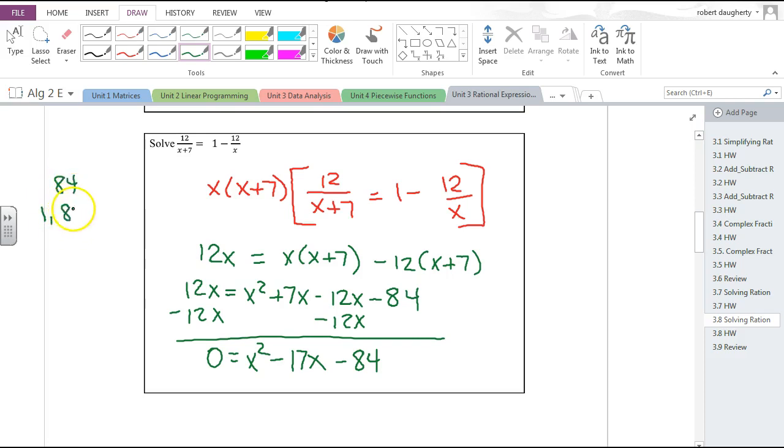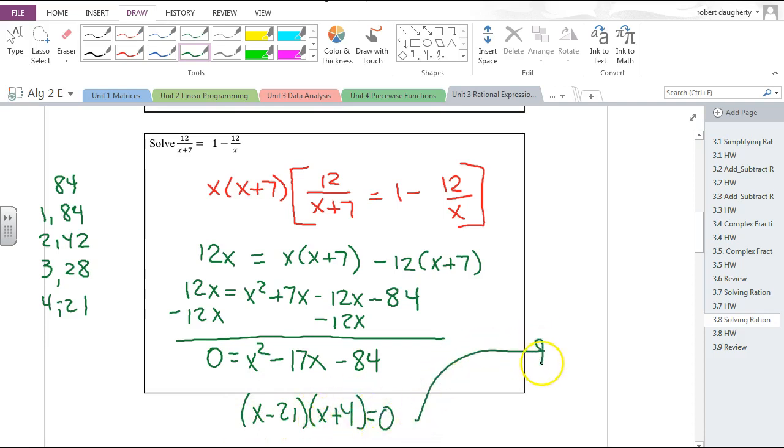What are the factors of 84? Well, it's 1 and 84, 2 and 42, 3 and 28, okay, 4 and 21. Do any of those look like they could combine to give me 17? Which of these can combine to give me a 17? Yeah, the 4 and the 21, if the 21 is negative, okay? So this is x minus 21, x plus 4 equals 0.